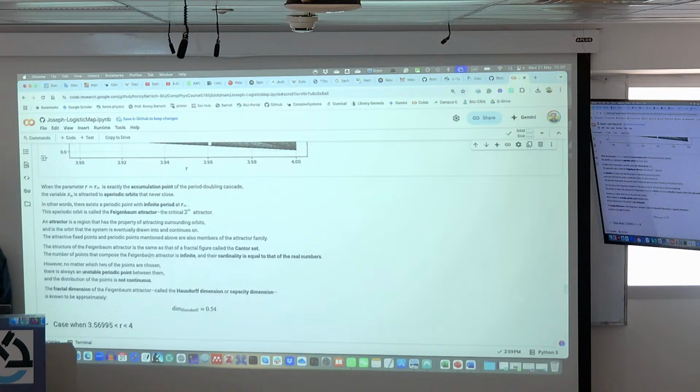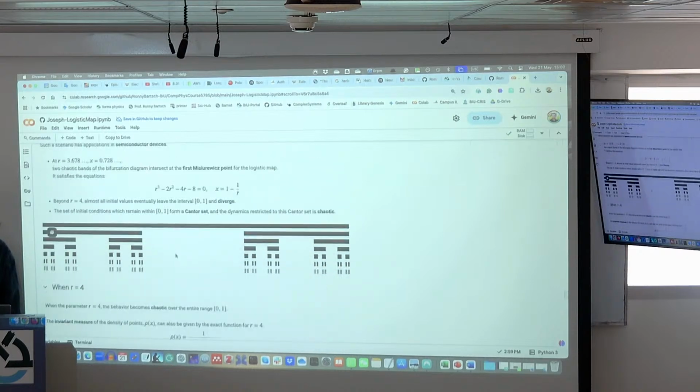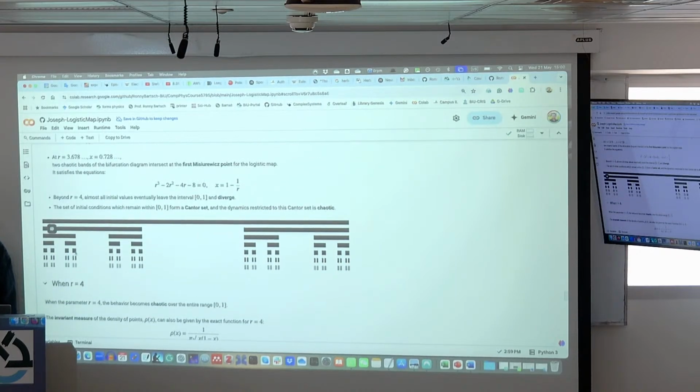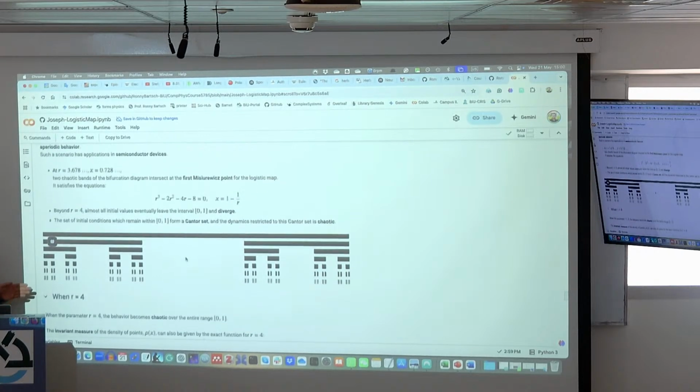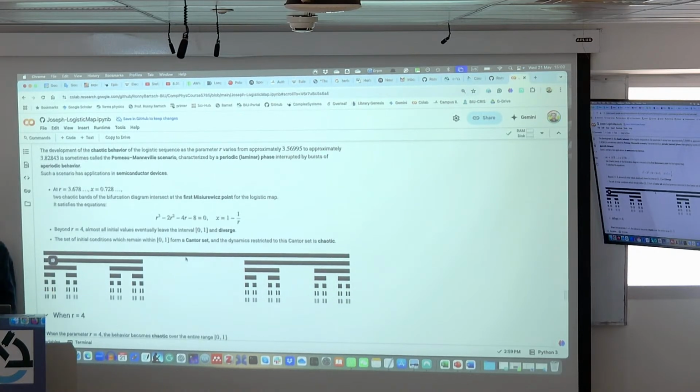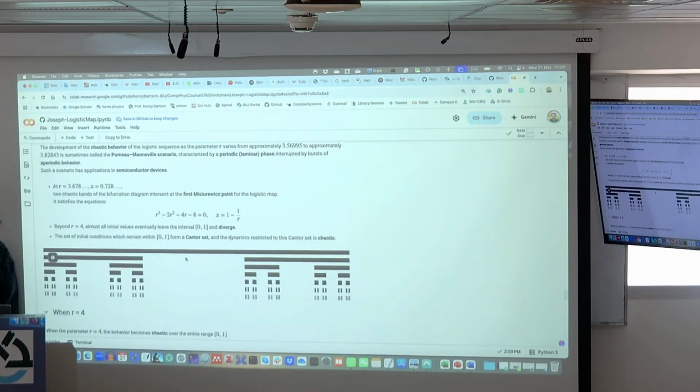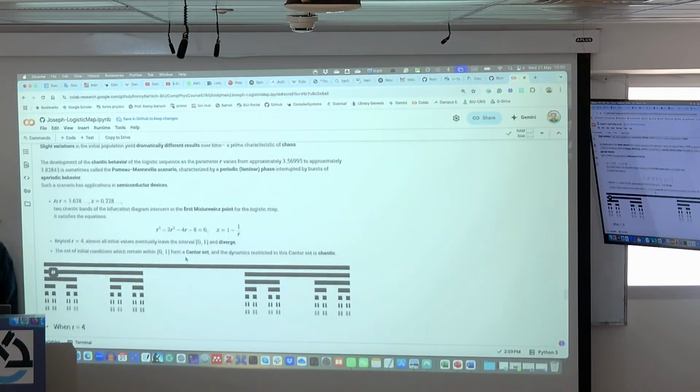Okay. The structure of the fractal attractor is the same as the fractal feature called the Cantor set. That is what I show here. What is the Cantor set? To create a Cantor set is a more complex function, and I just give you the picture of this. Actually, I don't go into the function of how to create a Cantor set.